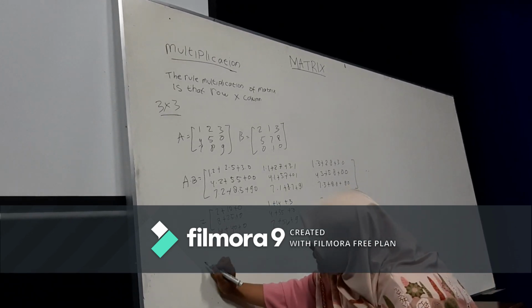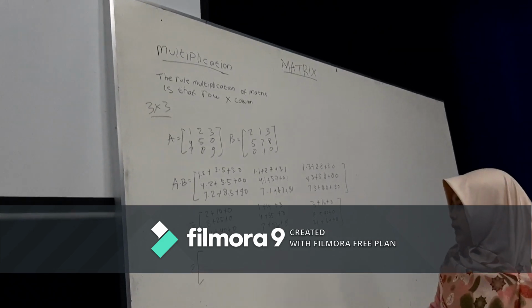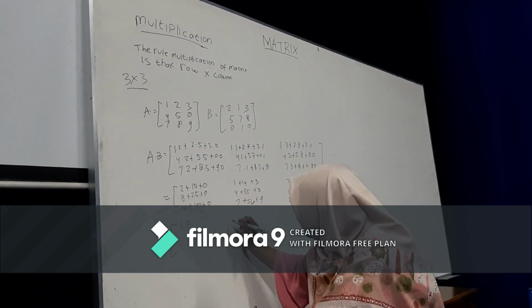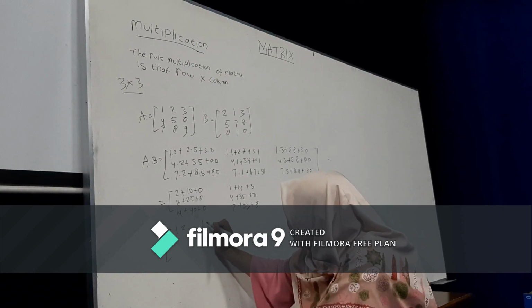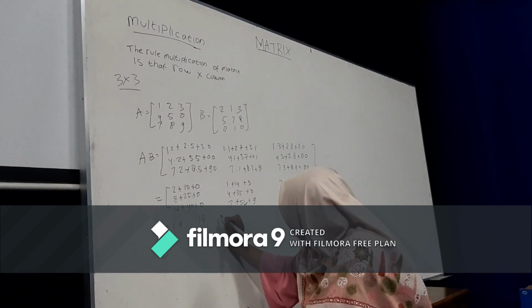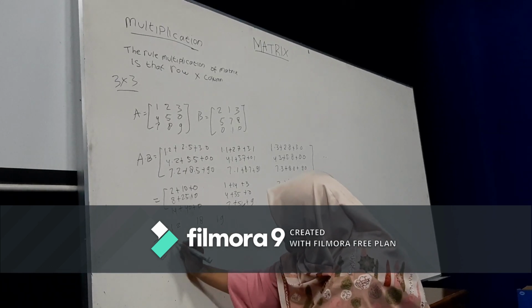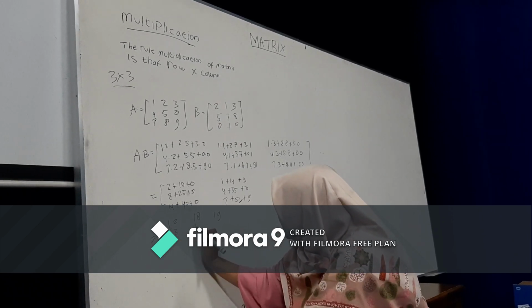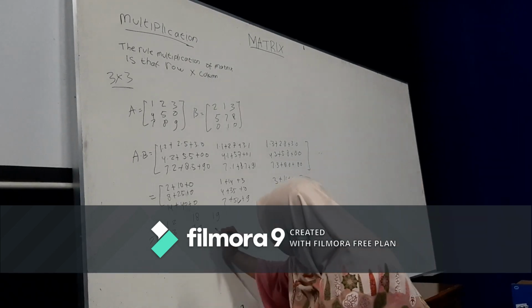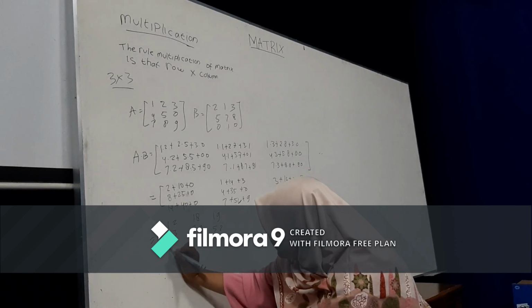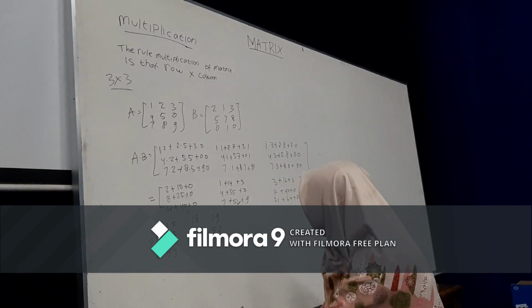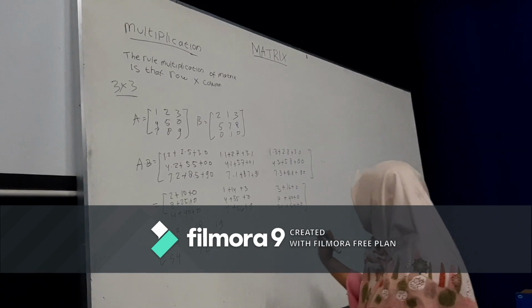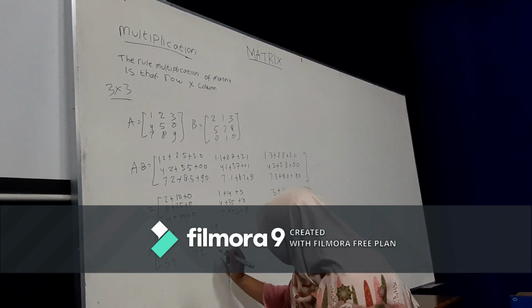Okay. So the result of A times B is 12, 18, 19, 33, 39, 52, 54, 72, and 85.